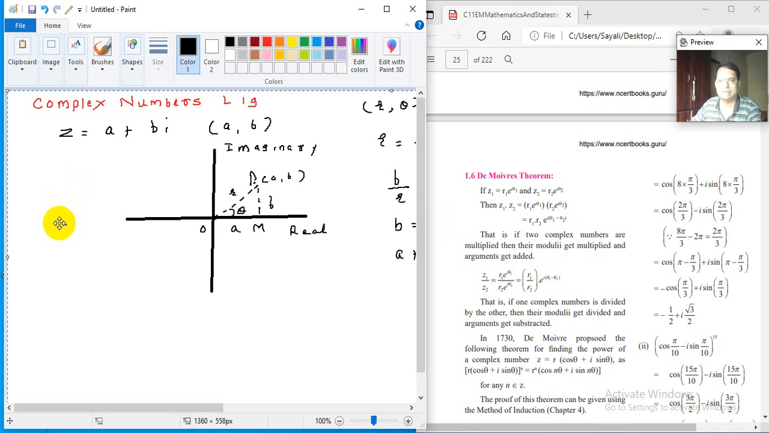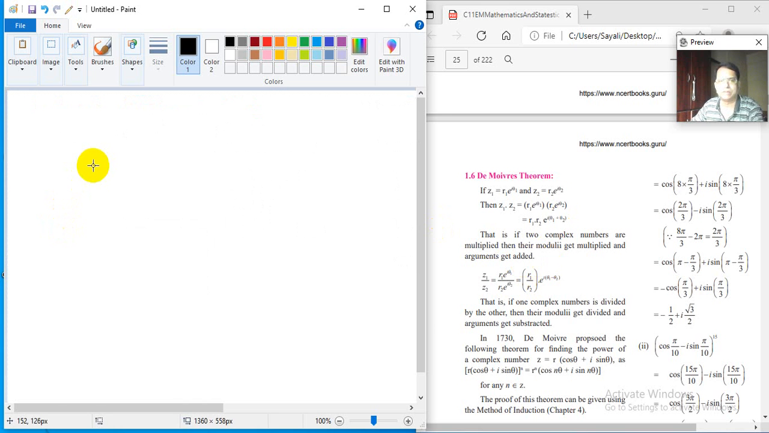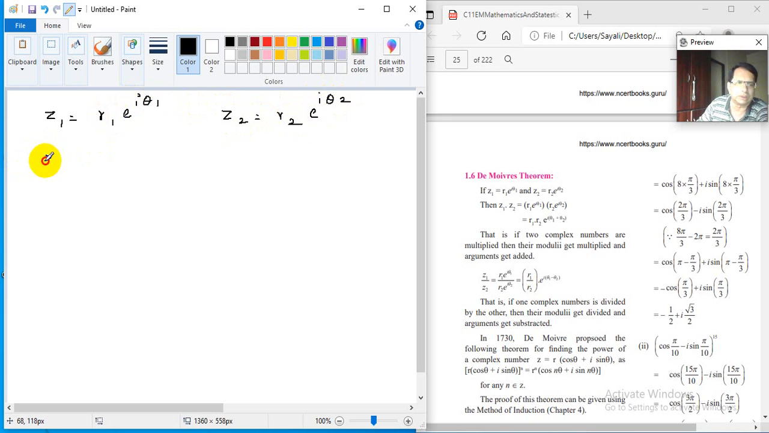See, you have to accept that you can represent the complex number in that form. So here, taking the complex number in exponential form, Z1 you take as R1 into e raised to i theta 1, and another complex number Z2 as R2 into e raised to i theta 2. Now what is their product? Z1 into Z2, when you take. This is very simple. Z1 into Z2 means what?